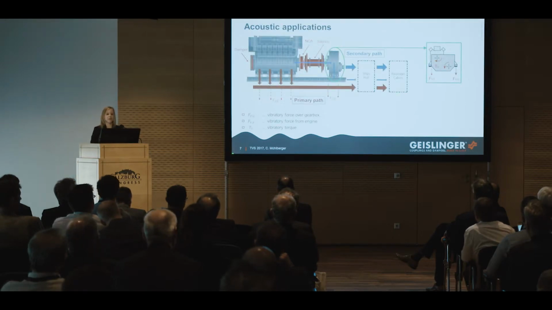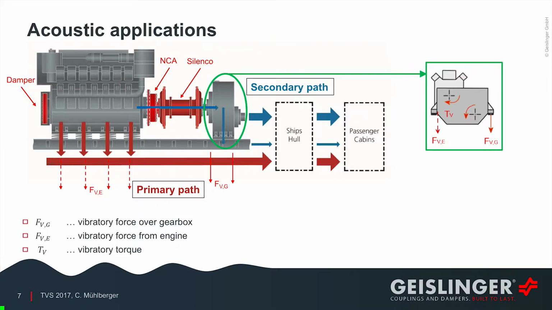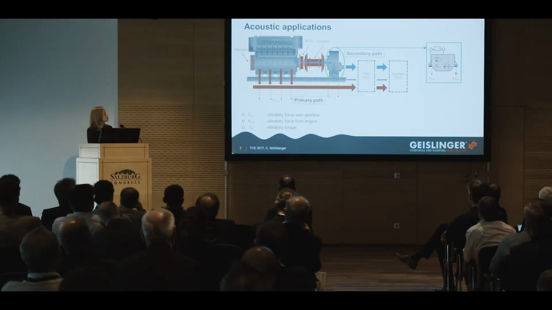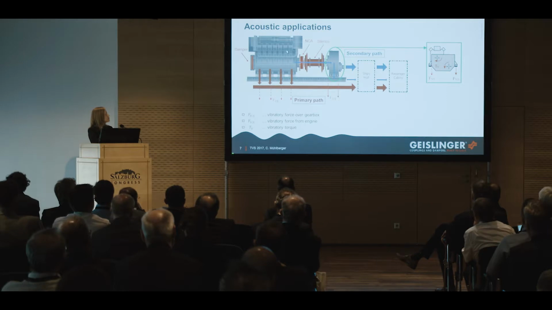This coupling is mainly used for acoustic applications, and the main goal in this field is to reduce noise, which is generated by vibratory forces that travel from the engine to the hull structure and from there on to passenger cabins and so on. The first path of these forces usually travels directly from the engine to the hull structure, but this path has mainly been eliminated in the last years through improved engine mounts, elastic mounts, and therefore the secondary path from the engine via the coupling through to the gearbox becomes more critical, because the gearbox is often hard elastic mounted, and so the vibratory forces are directly carried over here.